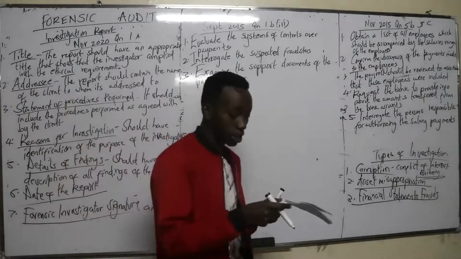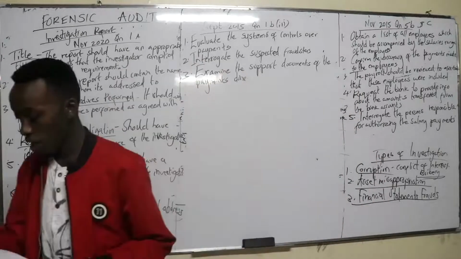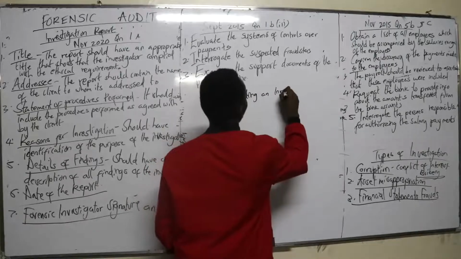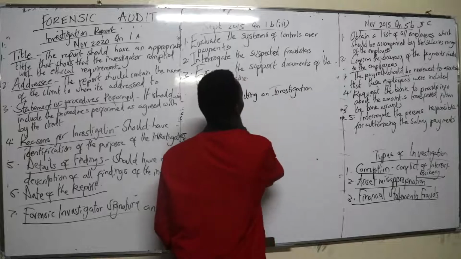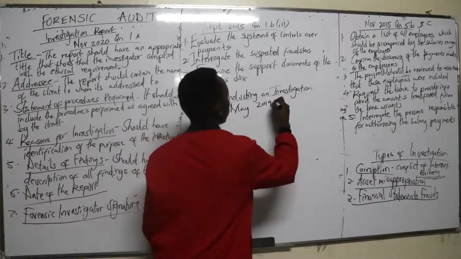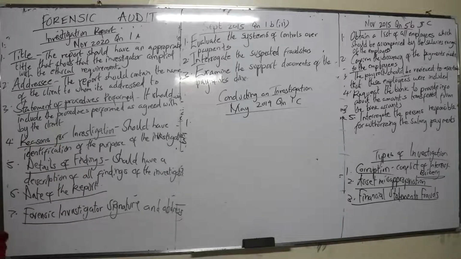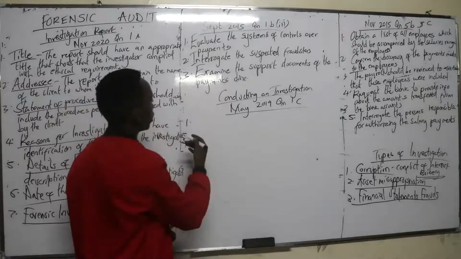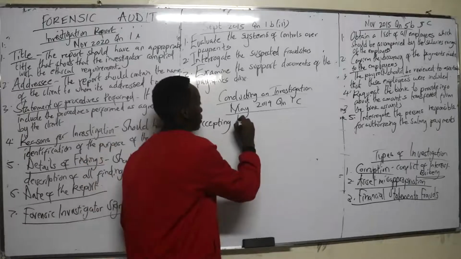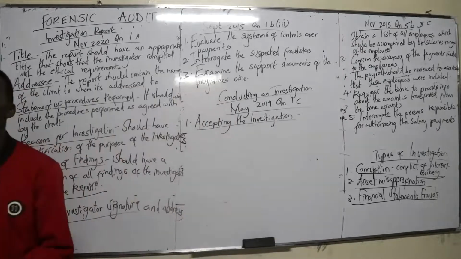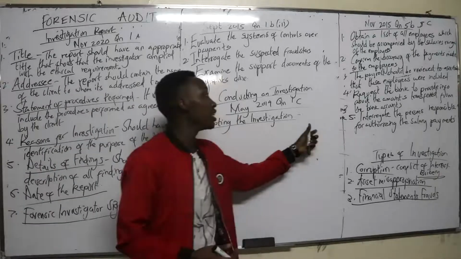You're told, discuss the procedures involved in applying forensic auditing in fraud investigations. So when you're conducting an investigation, the first thing that you do is understand if you can actually take up such an investigation based on your skills. So one is accepting the investigation. Remember, this is an investigation that may require additional or more skills. When accepting the investigation, you have to ask yourself, do we have the requisite skills needed for this investigation?